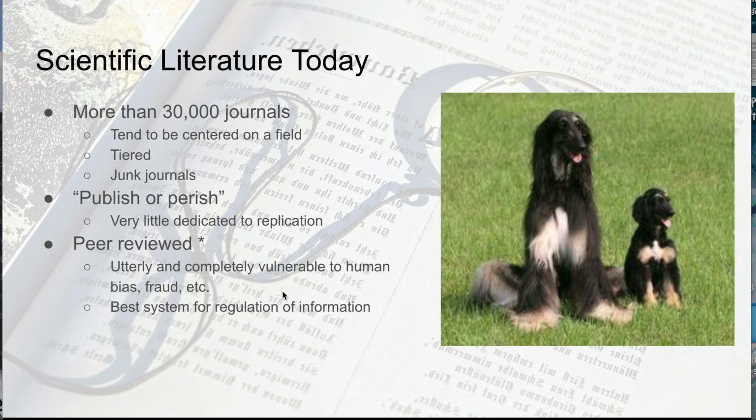Today in science, there are more than 30,000 journals. It is a business to publish now. And they tend to be centered on a field. We still have the major top tier journals like Science and Nature, which is just where the most relevant research of any field is published. But they tend to be tiered. In oceanography, the top journal in marine science is called Limnology, and then they get lower and lower from there.